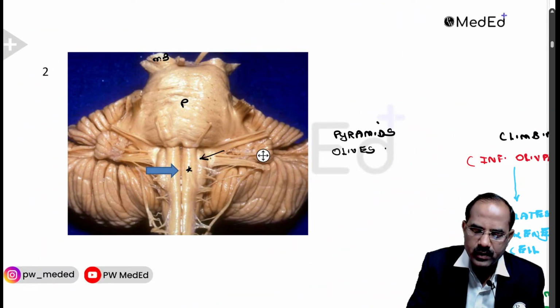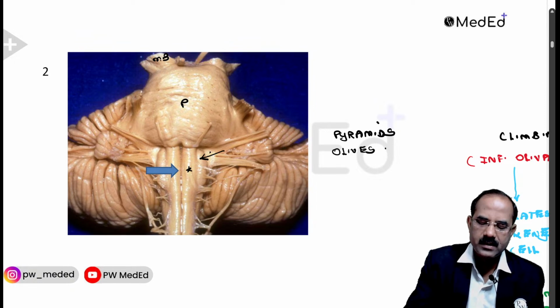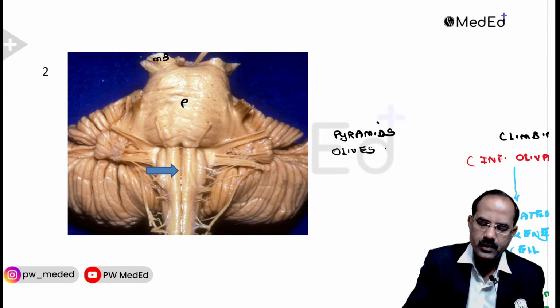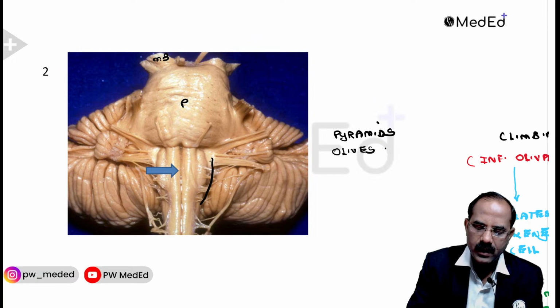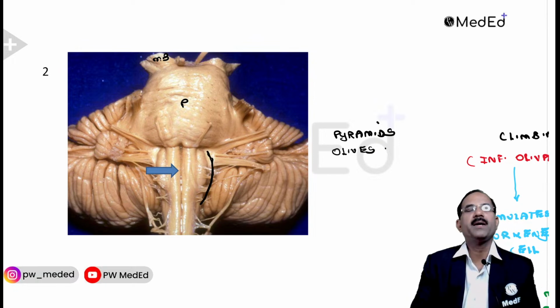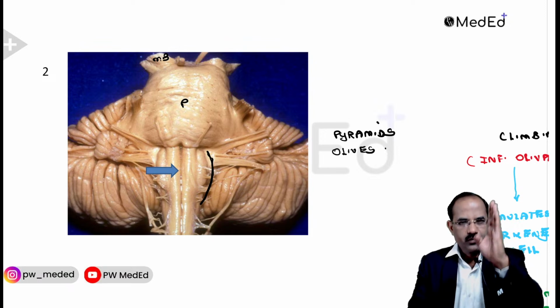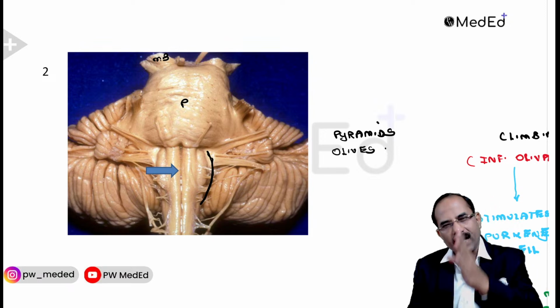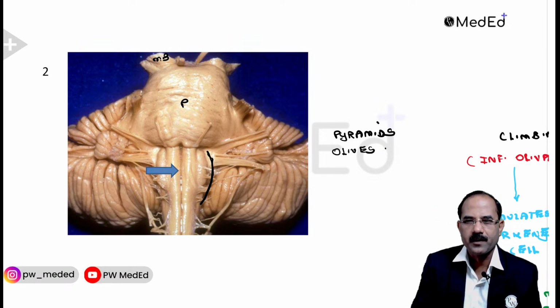And what is this next to the olives? Next to the olives, here is the inferior cerebellar peduncle. So you've got pyramids, you've got olives, and you've got the inferior cerebellar peduncle.